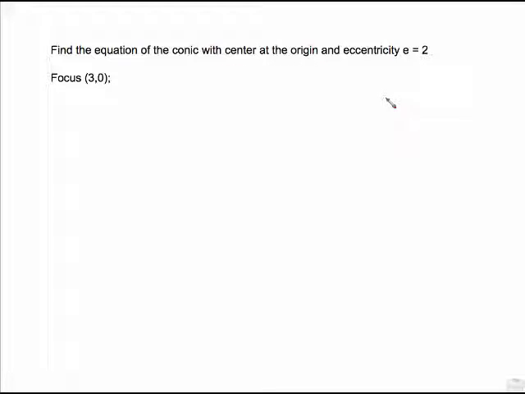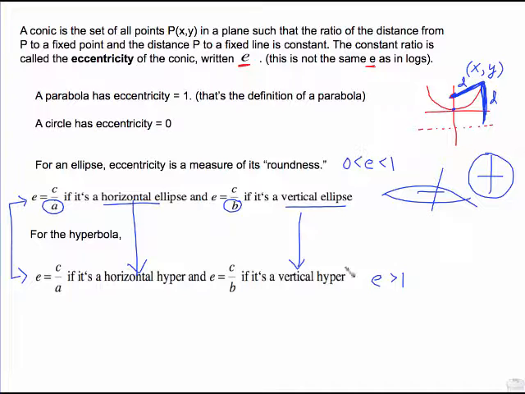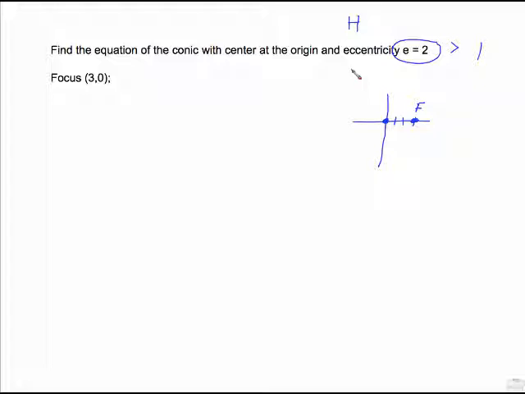conic with center at the origin and eccentricity equal to 2. So I want to do my center at the origin. I have a focus at 3, 0. Notice I'm doing like I did in 7.2. I'm going to the graph to get an idea of what I'm looking at. So I have a center of 0, 0, a focus of 3, 0, and an eccentricity of 2. 2 is greater than 1, and because 2 is greater than 1, I know it is some sort of hyperbola. That's a fact we had over here. If the eccentricity is greater than 1, that means we're talking about it being a hyperbola. We'll figure out what kind it is in a minute.